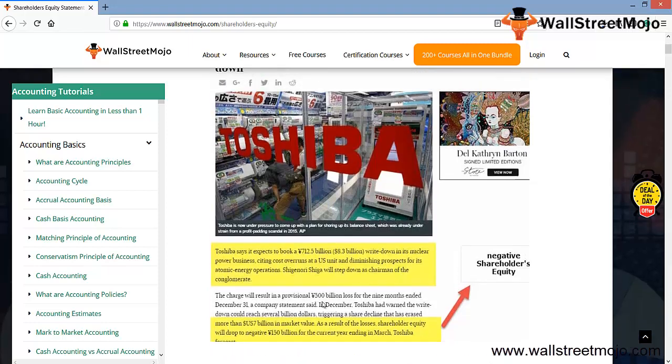There's also a detail that has been given over here: more than $7 billion in market value was lost as a result of the losses, and shareholders' equity will drop to negative 150 billion yen for the current year ending in March. So Toshiba is writing down its investment by 8.3 billion dollars in the nuclear power business in the US, and this will result in wiping out the entire total shareholders equity of Toshiba. Obviously this is a negative. As you know, the share decline led to an erosion of close to $7 billion in market value.